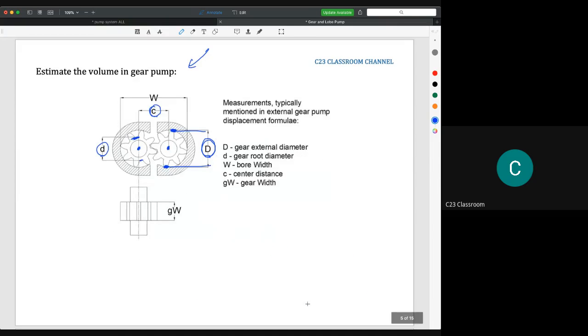And then we have the W here. To make sure that we could calculate the volume, we must make sure we have the width. GW is gear width, not gravity time width. Okay, so it is the gear width, the symbol for this one.